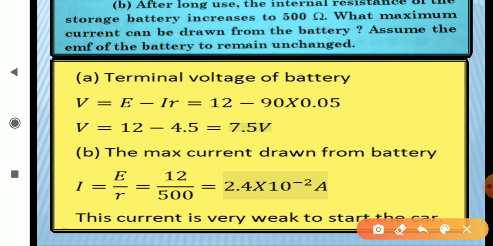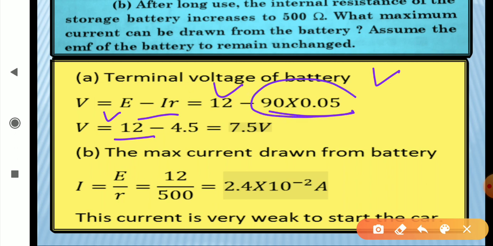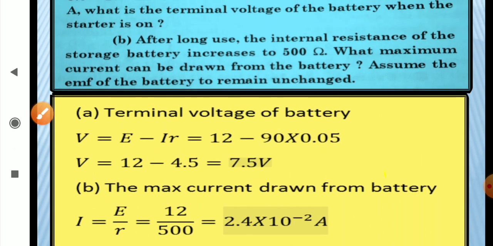See, the terminal voltage of the battery will be equal to E minus IR. Right? So 12 minus 90 into 0.05 ohm. Here the battery is of 12 volt and we are drawing current from the battery. Multiplying I with the resistance, you get 4.5, that is 7.5 volt. So during the process, when we have switched on the car's starter, this much will be the potential difference. Now the maximum current drawn from the battery. See, second case. Now the second case is, okay, let us get into the second case.